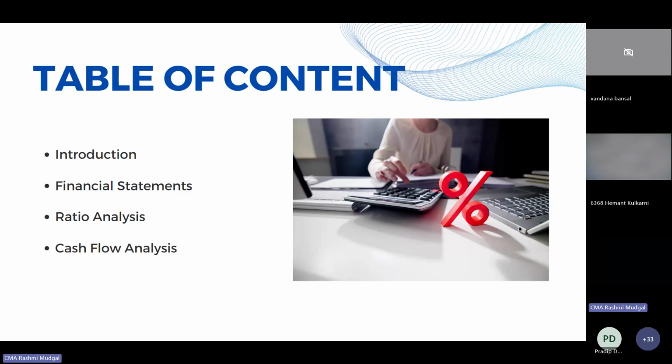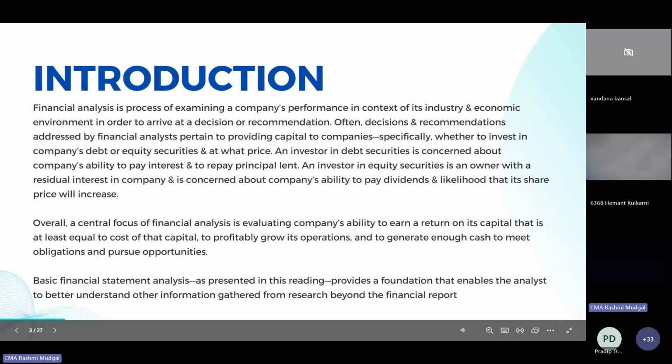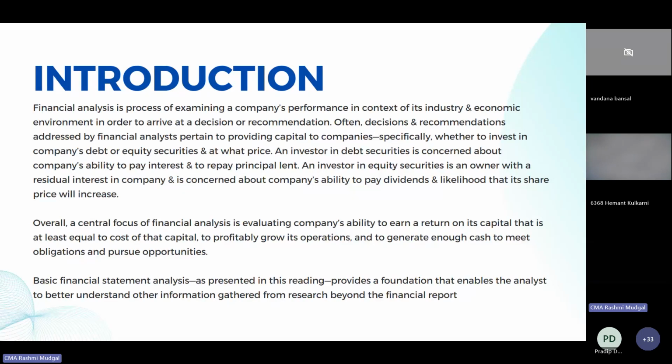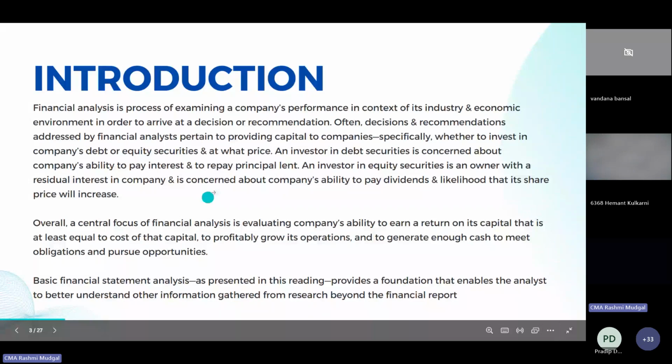Okay. So firstly, I would like to tell you that the central focus of financial analysis is evaluating a company's ability to earn a return on capital that is at least equal to the cost of capital, to profitably grow its operations, and to generate enough cash to meet its obligations and pursue opportunities.